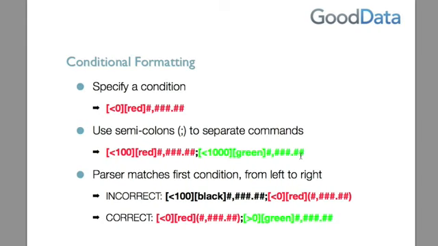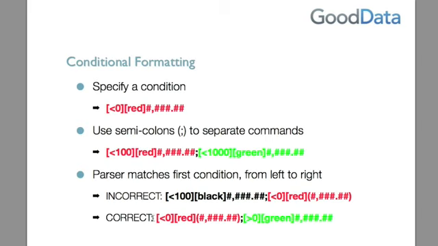The parser looks for the first condition matching from left to right. So it's a little bit tricky, and we've got to be careful about things like this here, where we say numbers less than 100 are in black, and numbers less than 0 are in red with parentheses around them. In this case, nothing will ever appear red because any number that matches this condition will automatically match this condition also. The proper way to do this is to make sure there's no overlap between your conditions. In this example, we have numbers less than 0 are in red with parentheses around the number, and numbers greater than 0 are in green.